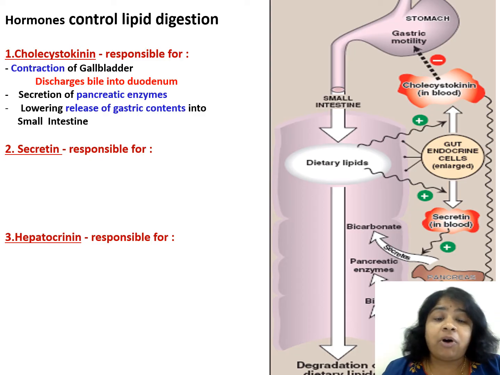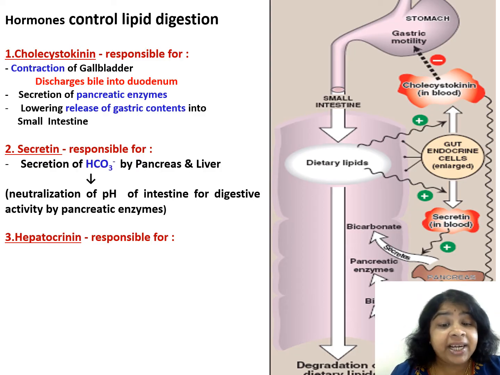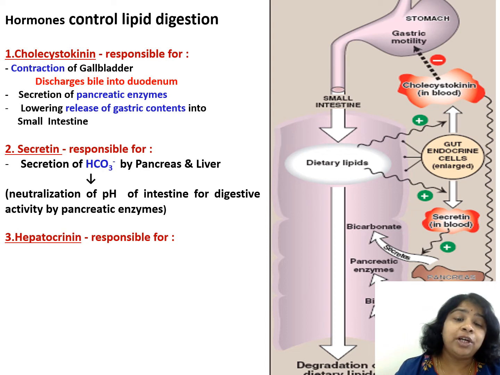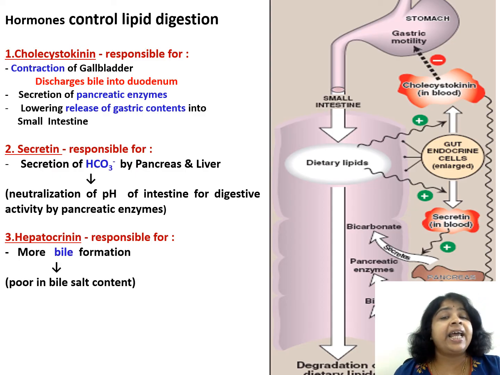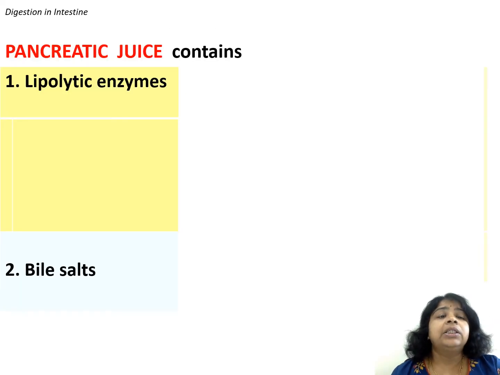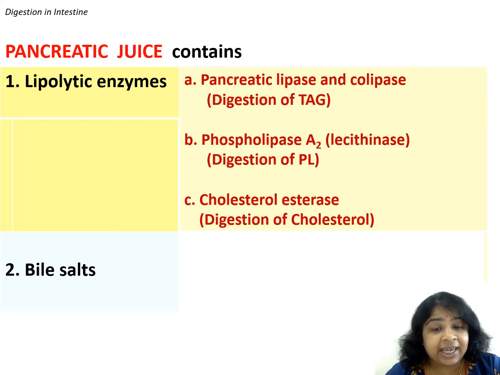Secretin is responsible for secreting bicarbonate. This bicarbonate is required for neutralization of this acid chyme that has entered into the intestine, and hepatocrinin helps to increase the bile formation. So pancreatic juice will contain lipolytic enzymes and it contains bile salts. Which are these lipolytic enzymes? We have pancreatic lipase and colipase which act on triacylglycerol. We have phospholipase A2 acting on phospholipids, and we have cholesterol esterase which is acting on cholesterol esters.